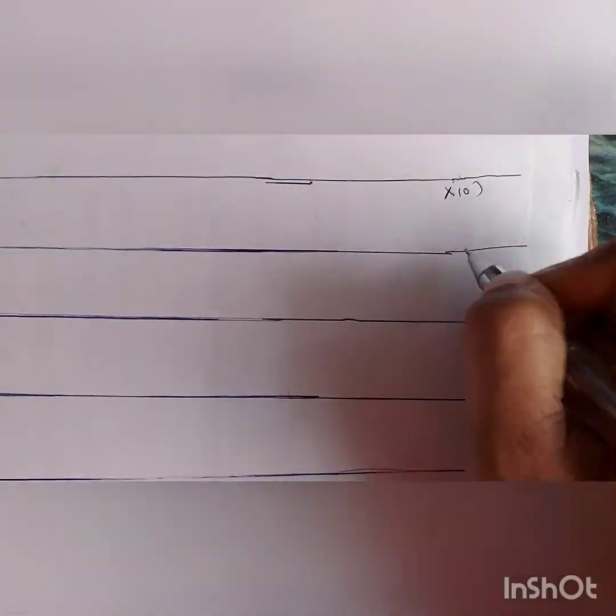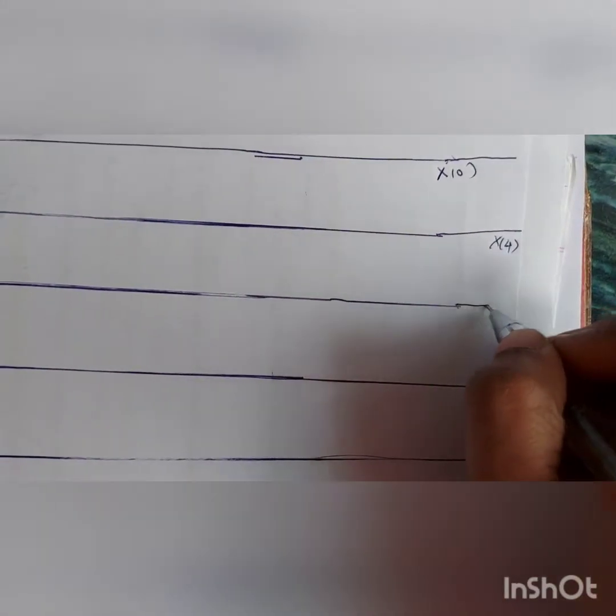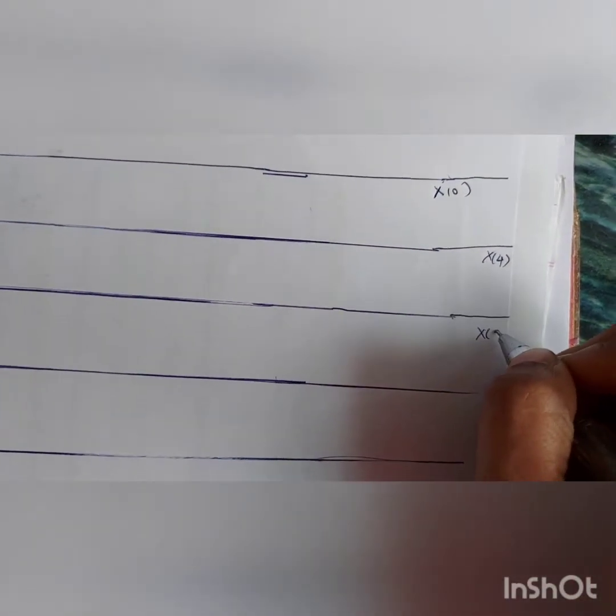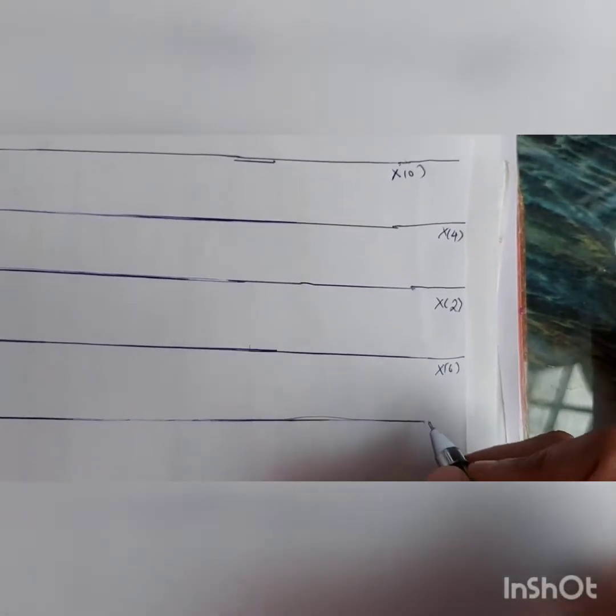Okay, then here you're going to get capital X of 4. This is going to be capital X of 2, going to be capital X of 6. This is capital X of 1, capital X of 5, capital X of 3 and capital X of 7. So this is how your structure is going to look. Input is in the same order, the output is going to be bit reversed in nature.